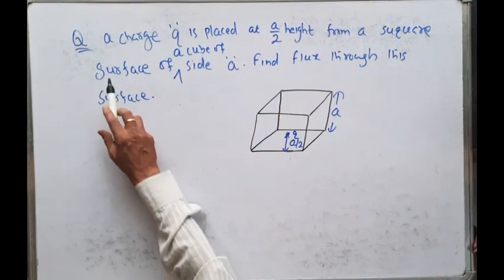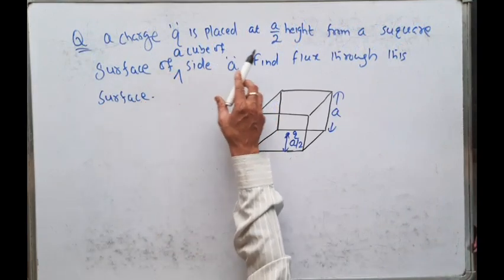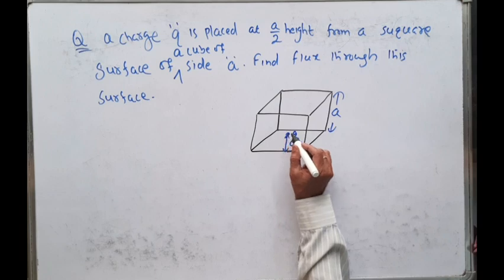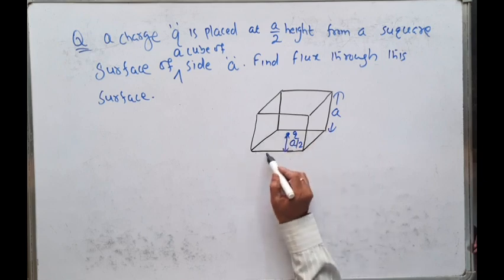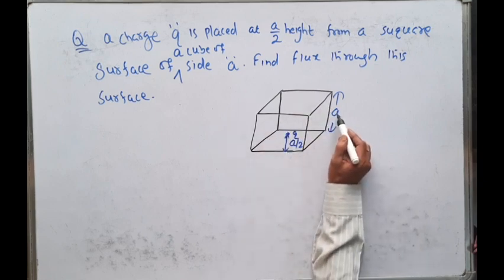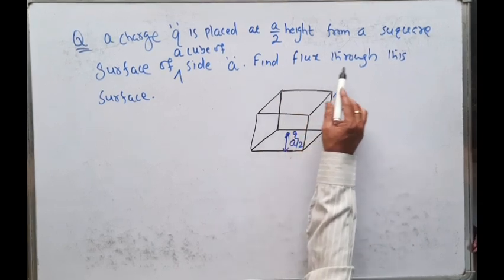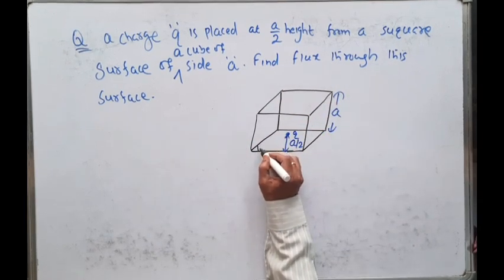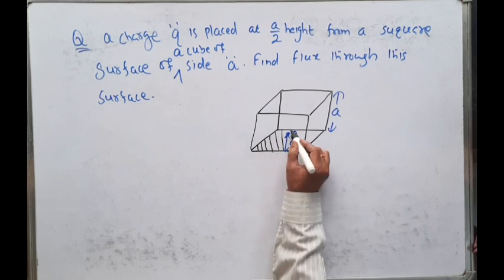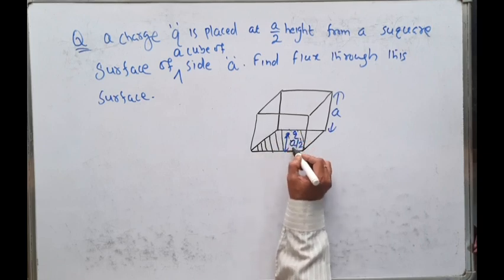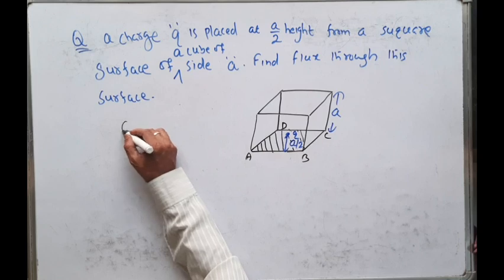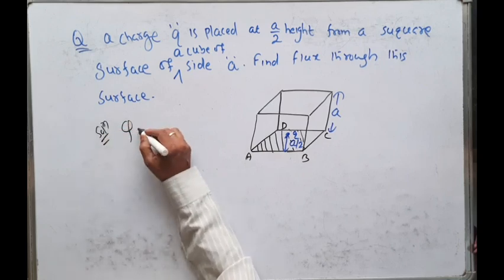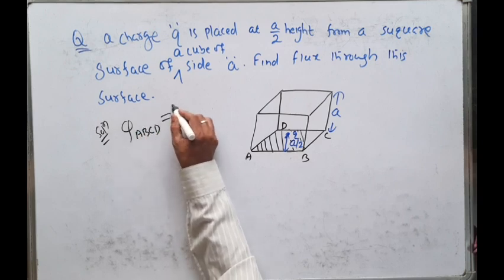Now let us discuss this question. A charge Q is placed at a/2 height from the bottom surface of a cube whose side is a. The question is, you have to find the flux through this surface. That means, what is the flux through the bottom surface? Let us say this is the ABCD surface. We have to find the flux through the bottom surface, that is the ABCD surface, how much?